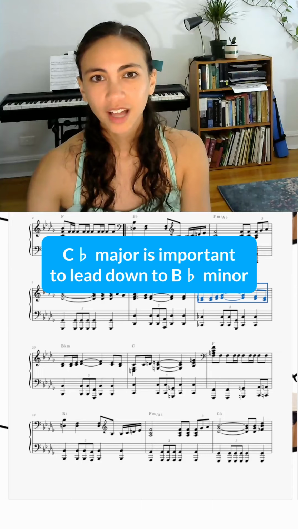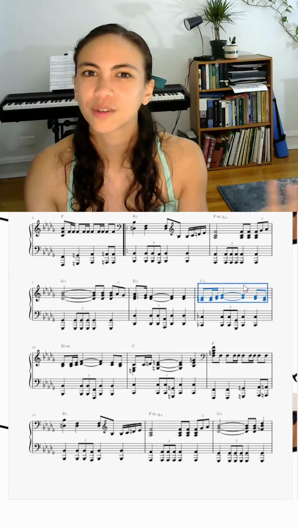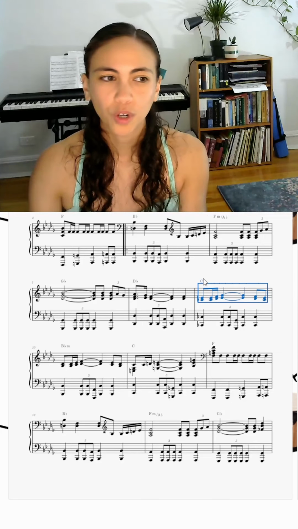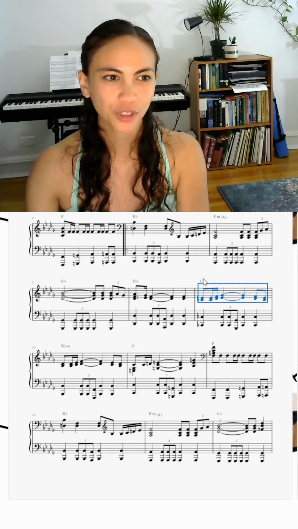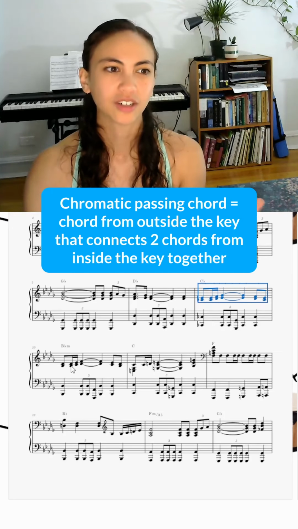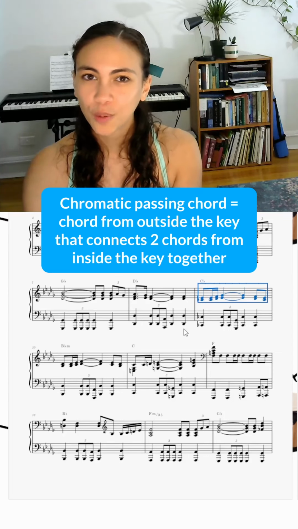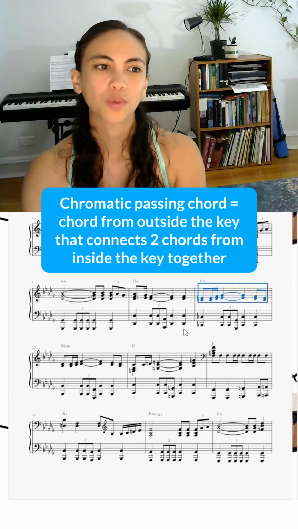So that's why C flat major is important here, but then the question is why use a C chord at all and why not some other chord? Looking back at how the harmony worked before, this piece is characterized by harmonic descending stepwise motion. So Kondo used what's called a chromatic passing chord here to both stick with the style of harmonic motion that he was using before and to also lead downward to B flat.